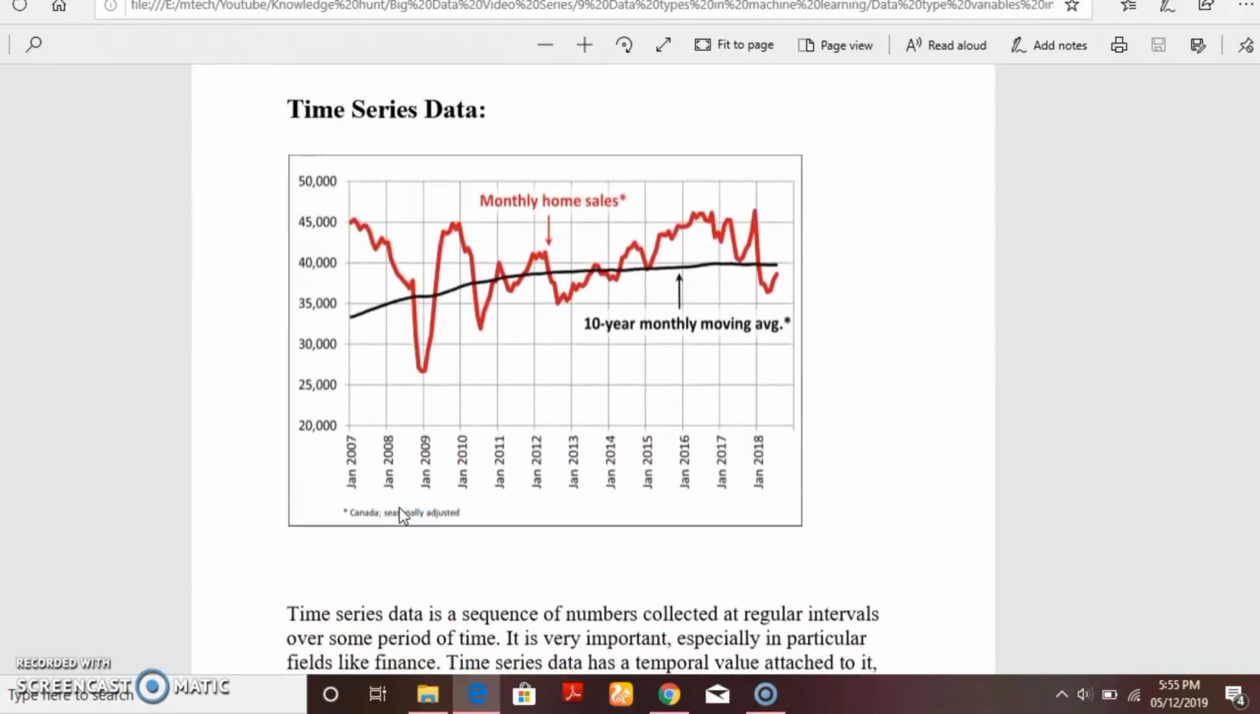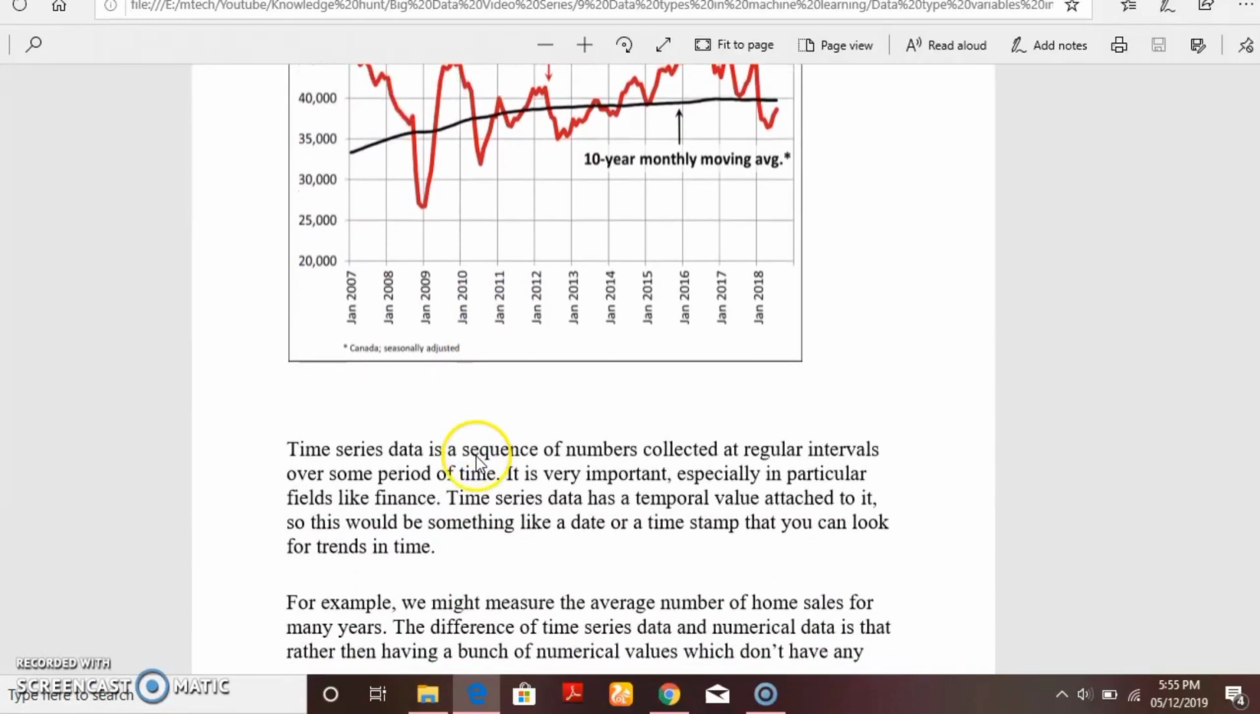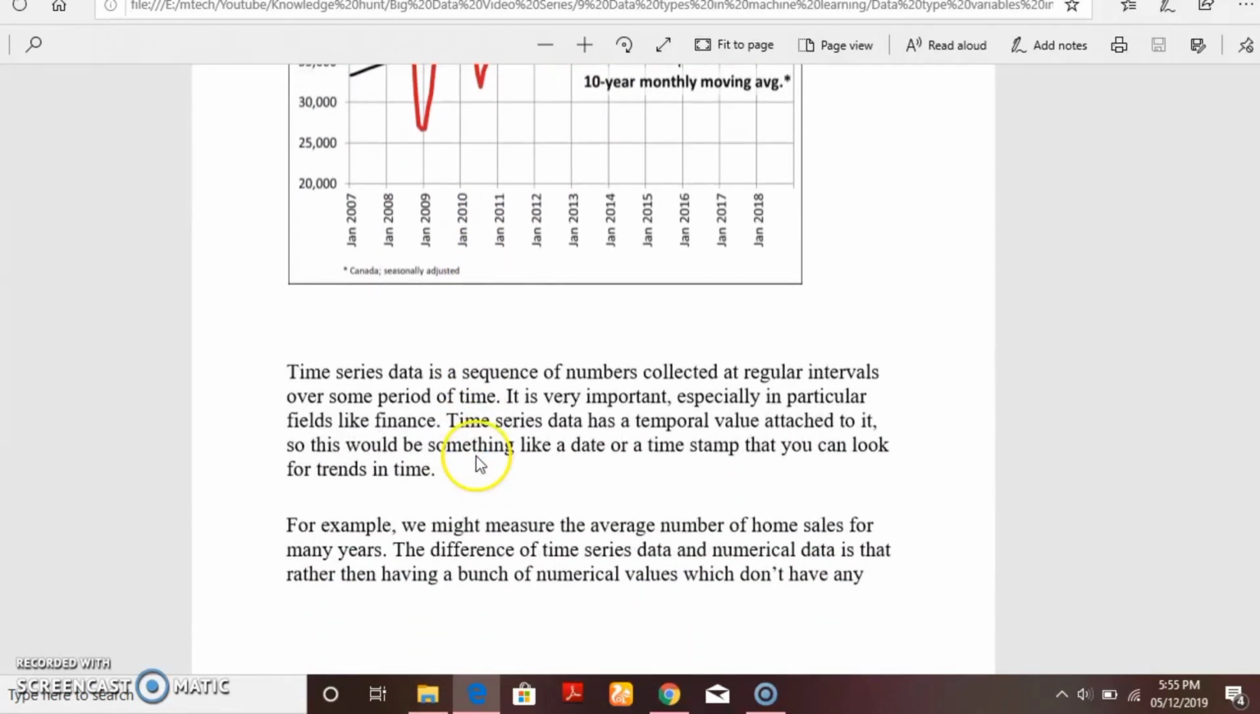And the final is time series data. It is easy to understand, being based on a time period. Here the plot is given from January 2007, showing how home sales have increased, like 45,000 homes sold in that specific time period. It is a sequence of numbers collected at regular intervals over some period of time. Time series data has a temporal value and may depend on a time slot or a particular trend at that time, like measuring the average number of home sales in a specific year.